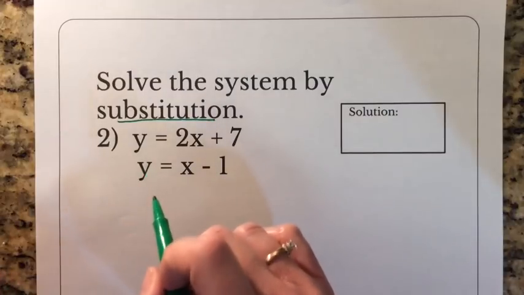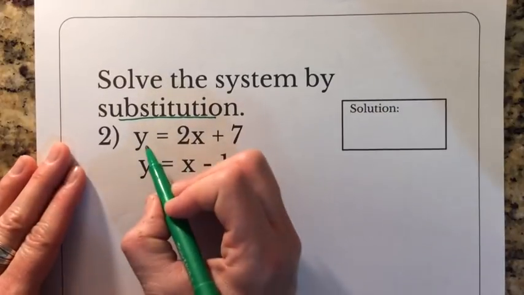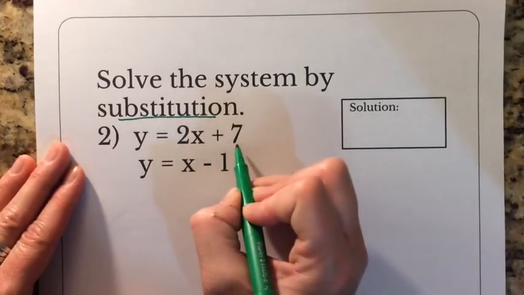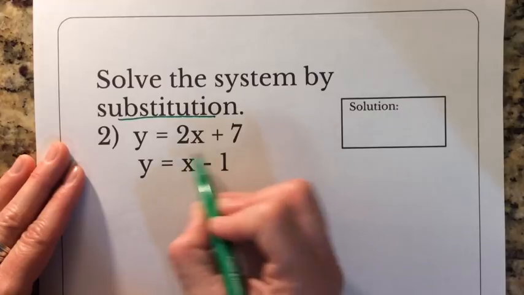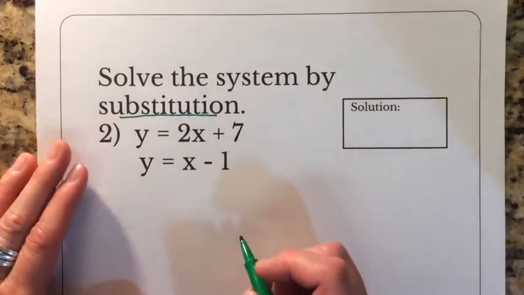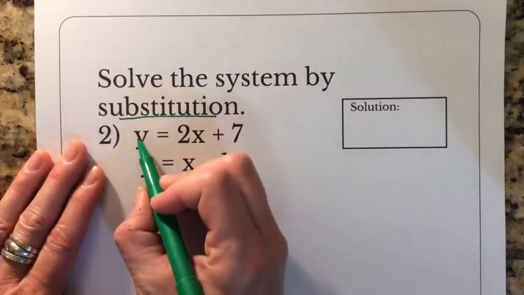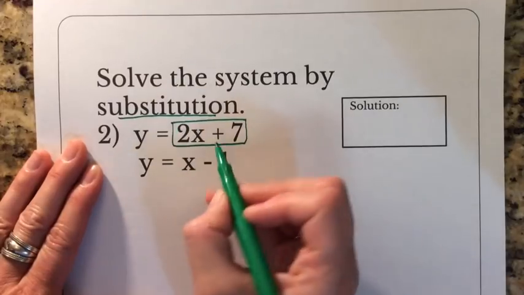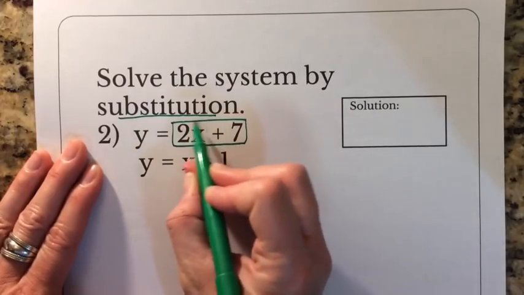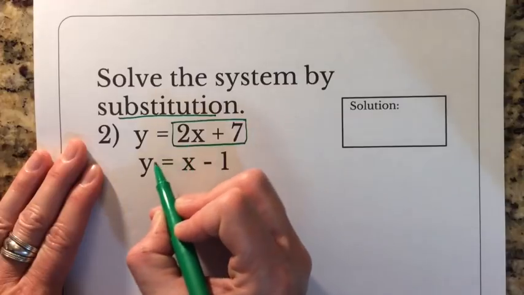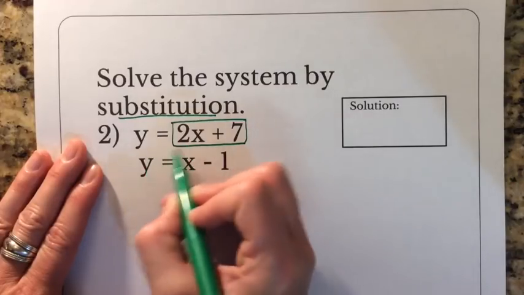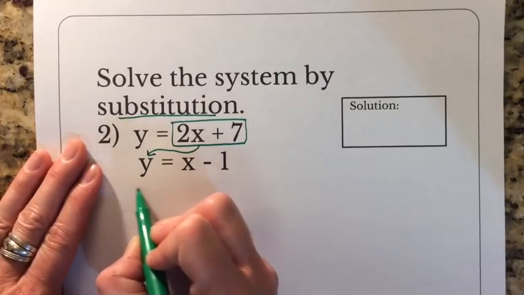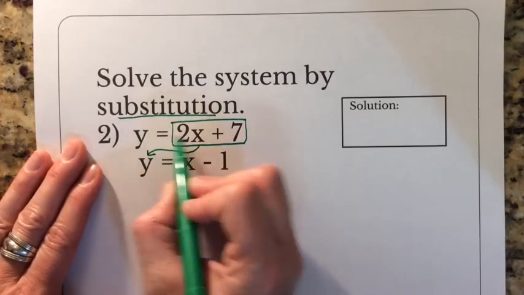Both of these equations are solved for y. So I could have either package. Y is equal to 2x plus 7 could be my package. Or y is equal to x minus 1 could be my package. For this one, let's just do the top one. So y is the same as 2x plus 7. So I'm going to take this entire package, this entire expression, and replace it in the other equation for y. So instead of writing y, I'm going to put 2x plus 7 because y is 2x plus 7.